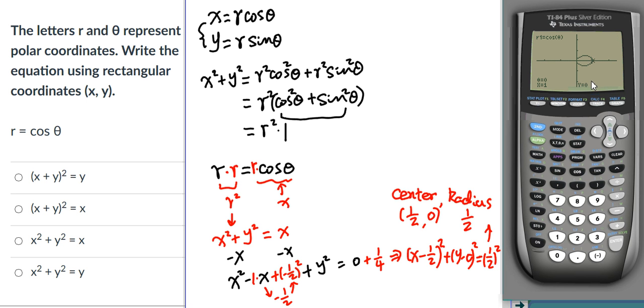You see? That's the circle, and here is the center. It looks like an ellipse, but actually it is a circle. The center is right here, (1/2, 0). The radius is 1/2. Using the TI-84, you get a circle.